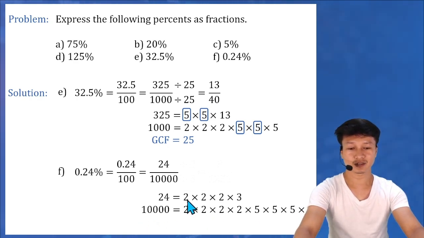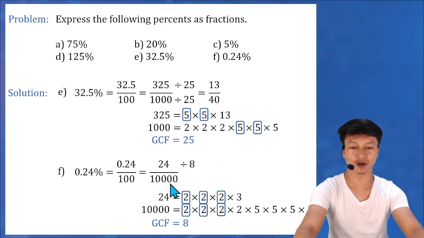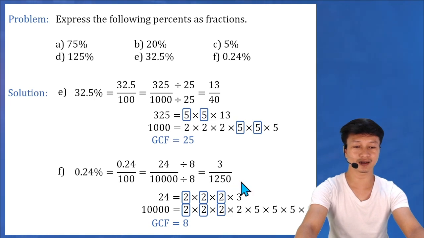And then, so the common factors between 24 and 10,000 are 2. Tatlong 2. So we have 2 times 2 times 2. So the GCF is 8. And then gamitin natin yung GCF na yan to divide the numerator and the denominator. So 24 divided by 8 and 10,000 divided by 8. And then dividing 24 by 8 gives us 3. And then 10,000 divided by 8 is 1,250.